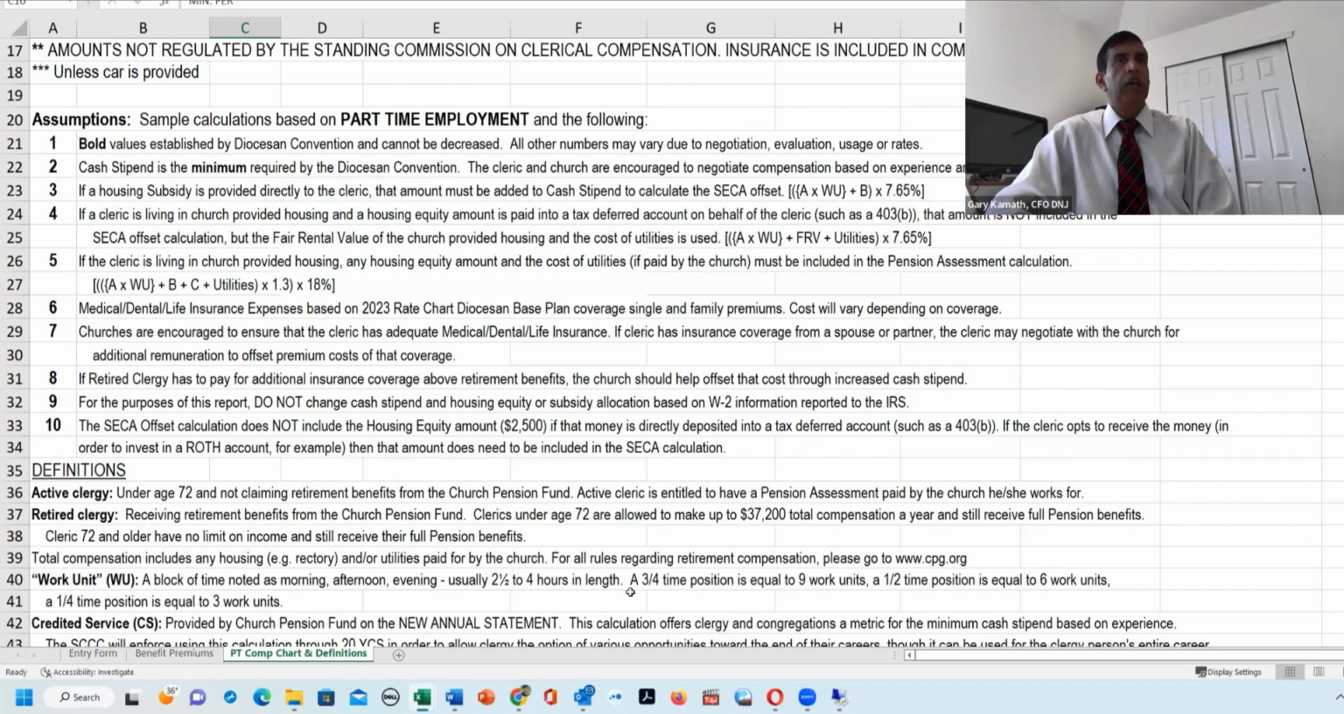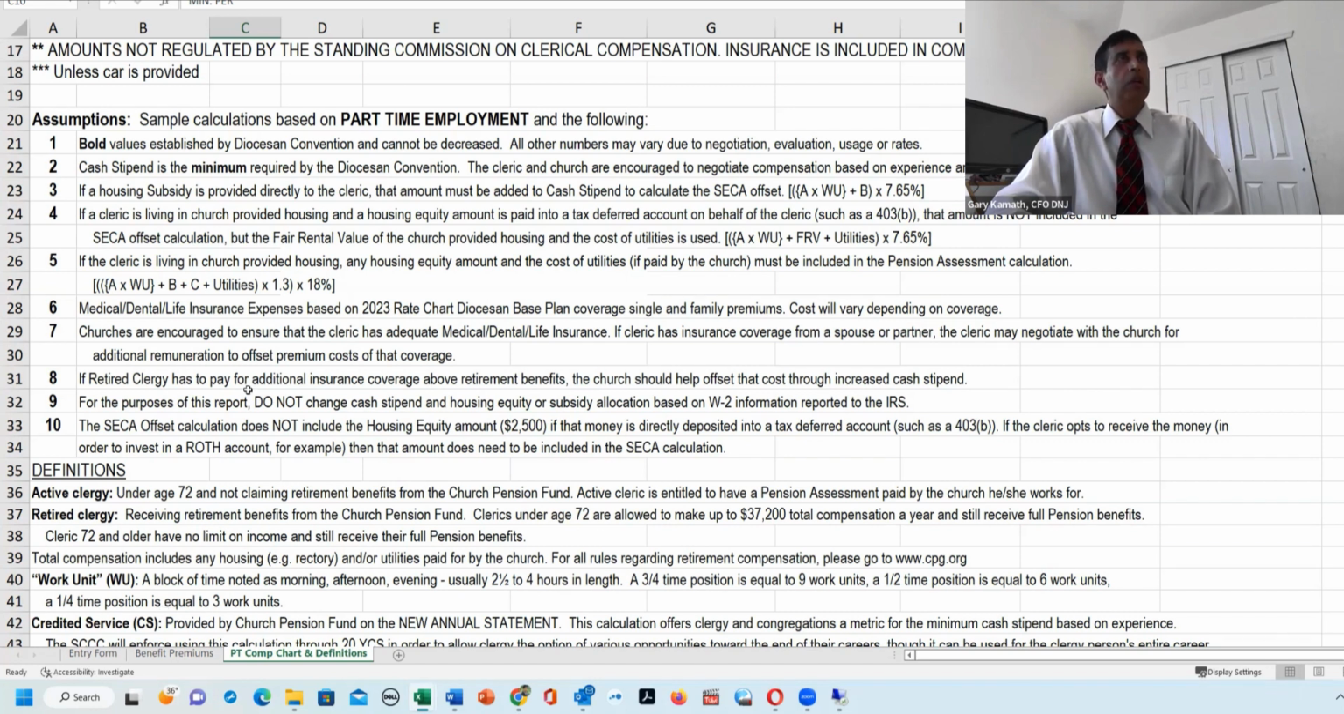If you're looking at a 3/4 time position, that's 9 work units. Full time would be around 12 to 14. Half time would be 6 work units, and a quarter time would be about 3 work units. And you could have anywhere in between. It doesn't have to be 9, 6, or 3. You could have different work units also.